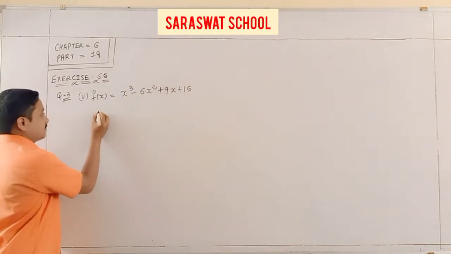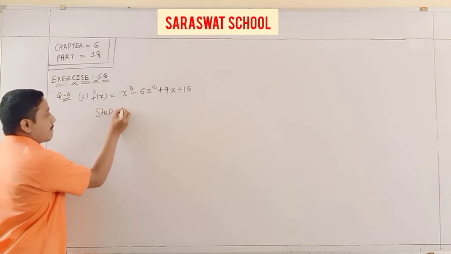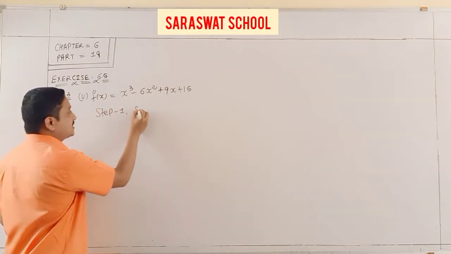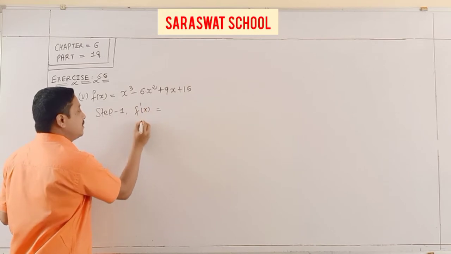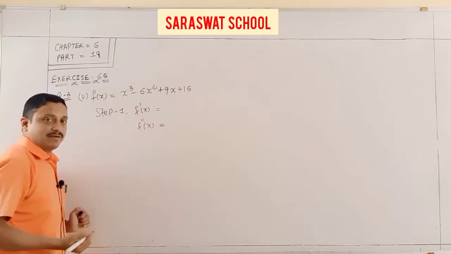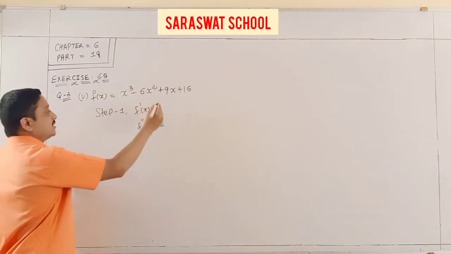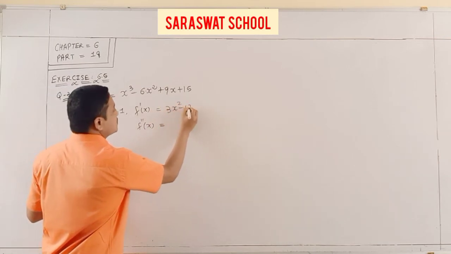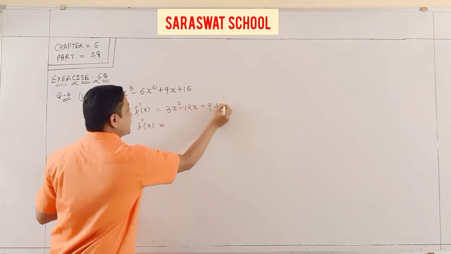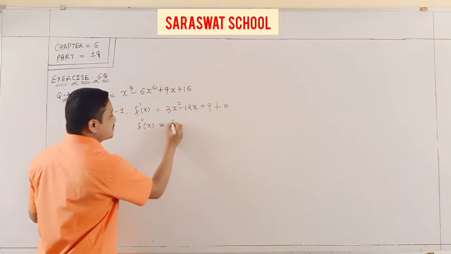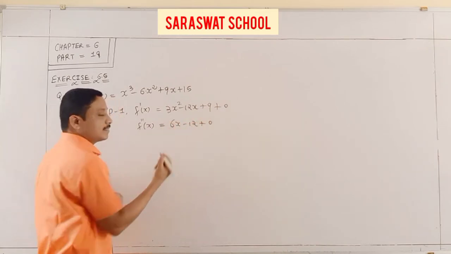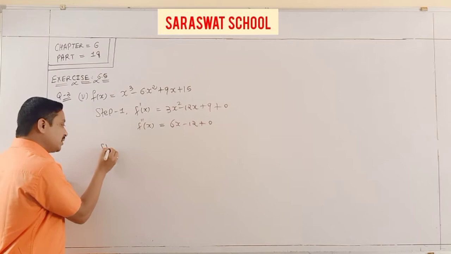So my first step is to find the derivatives. f'(x) = 3x square minus 12x plus 9, and f''(x) = 6x minus 12. Now students, continue with my step 2.